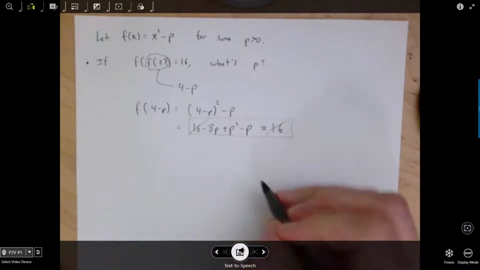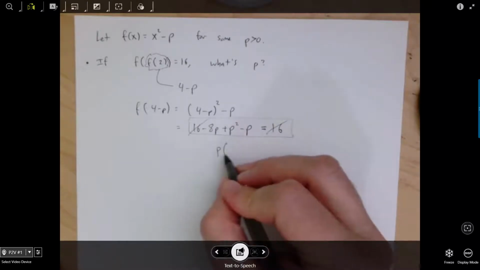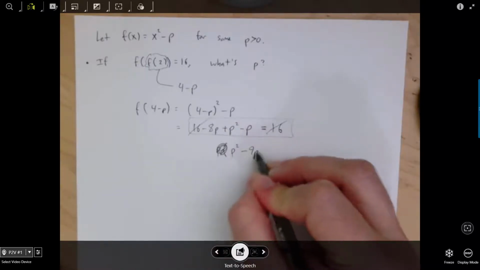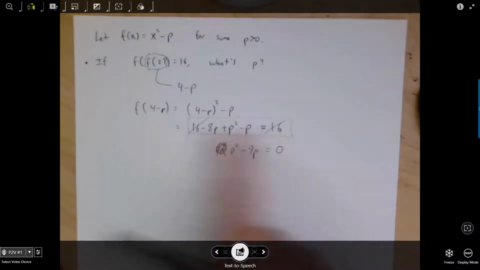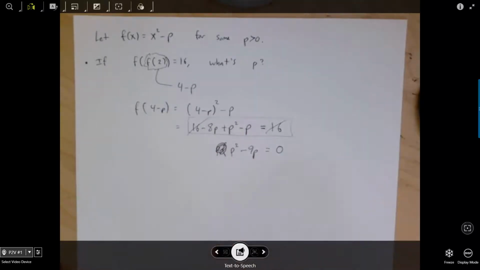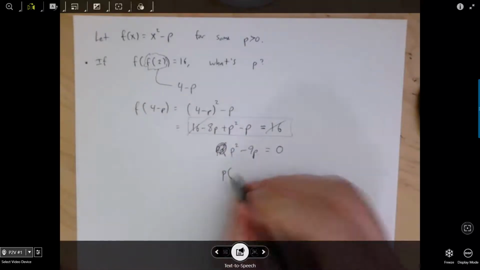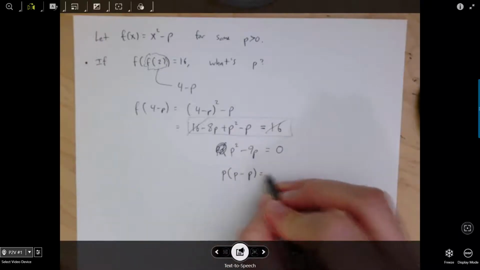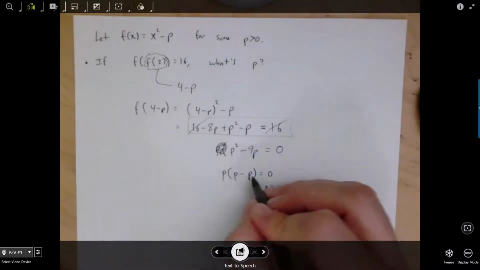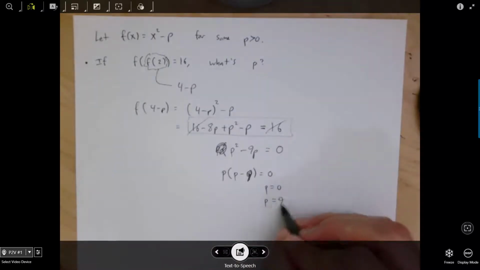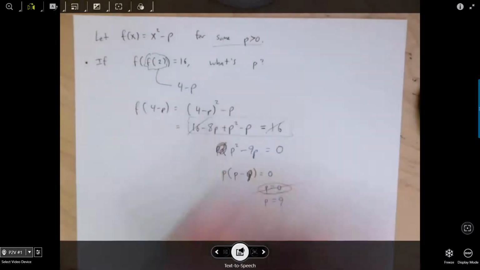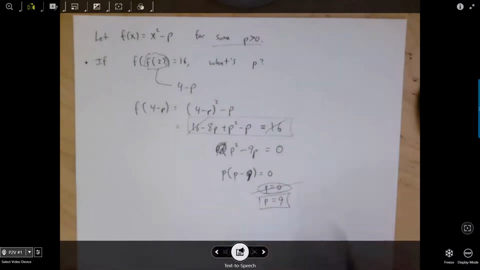I can factor a p out of all three of these terms. So that gives me, well, let's do this in more steps. So I'll reorder these. So p squared minus 9p equals 0, because I subtracted the 16. And then I combined the minus 8p and the minus p to become minus 9p. If I want to, I can factor a p out. So that gives me p times p minus 9 equals 0. And so I know that two solutions for p would be p equals 0 or p equals 9. However, I know it can't be p equals 0 because originally it said that p has to be larger than 0. Therefore, the answer is p must be 9.